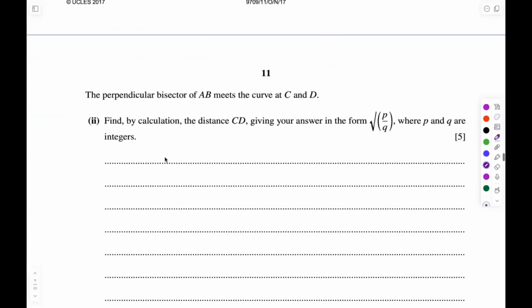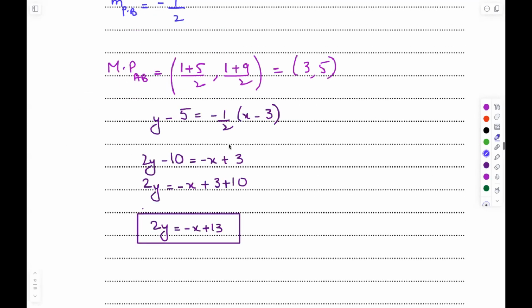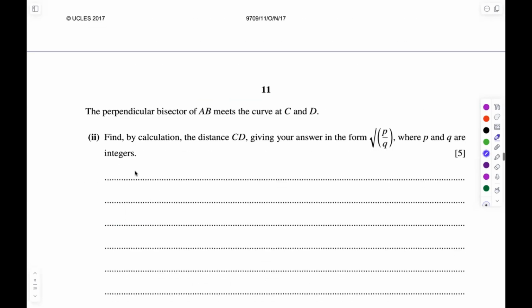In part 2, it says that the perpendicular bisector of AB meets the curve at C and D. We have to find by calculation the distance CD, giving our answer in the form square root of P upon Q. Now, in the first step, we'll have to solve the equation of the perpendicular bisector and the curve simultaneously to find the points of intersection, which will be C and D. Now, the equation of the curve was 6y equals 5x squared minus 18x plus 19. And the equation of the perpendicular bisector was 2y equals 13 minus x. So we can write this as y equals 13 minus x upon 2.